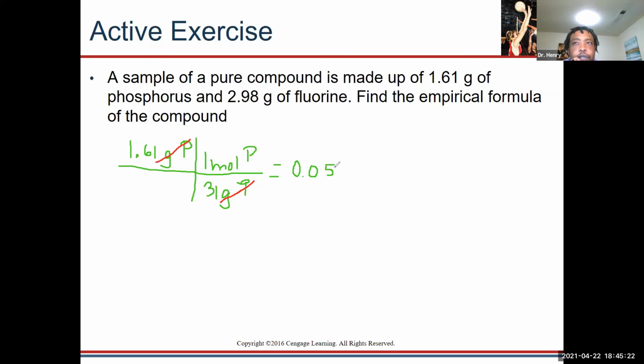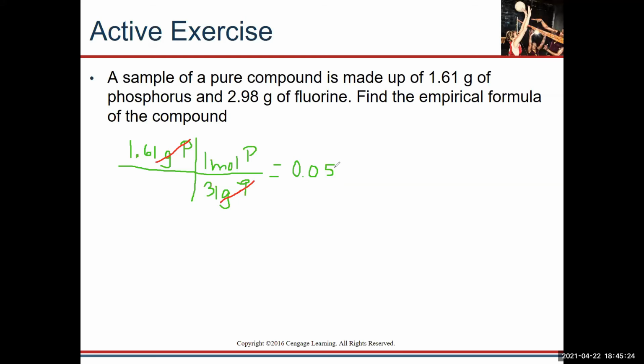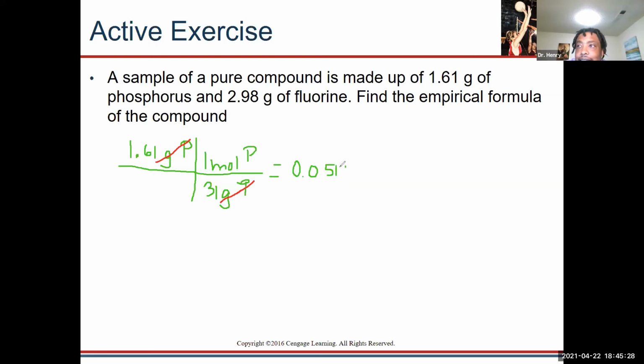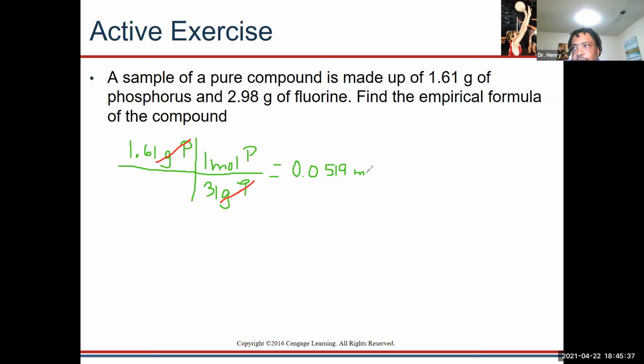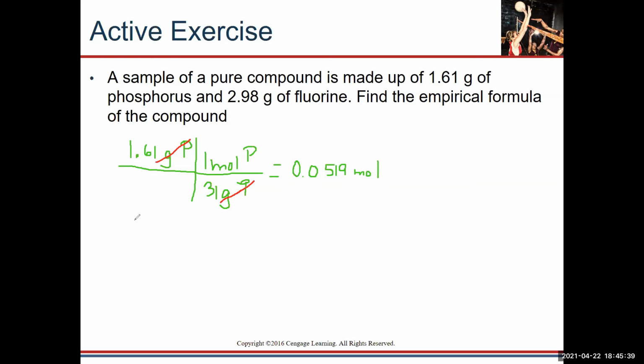You said 552 or 519? 519? Okay, and we have how many sig figs? 3. Okay, and that's moles of phosphorus.